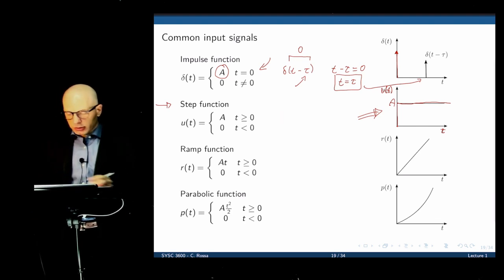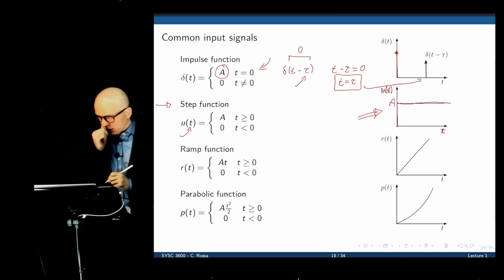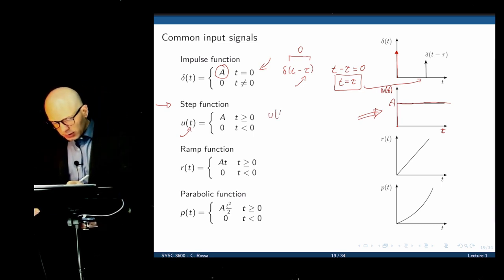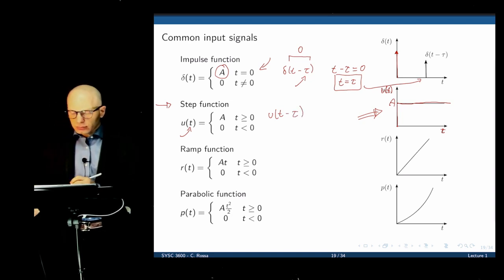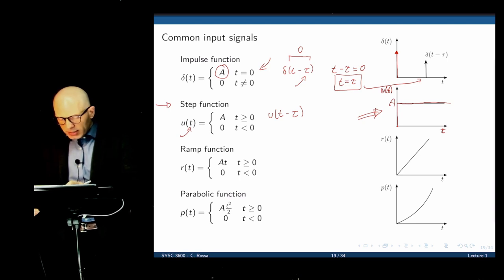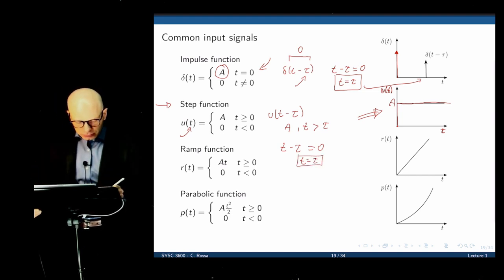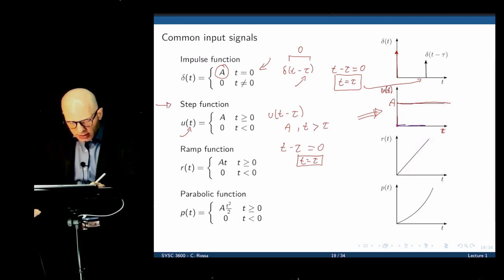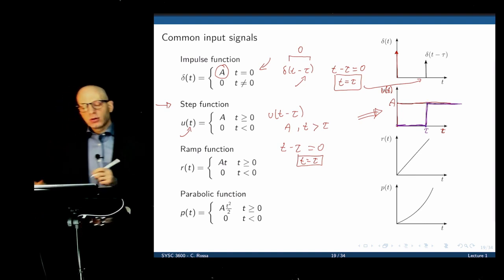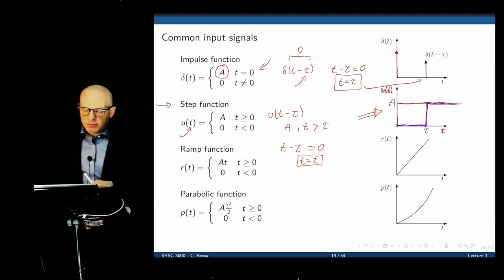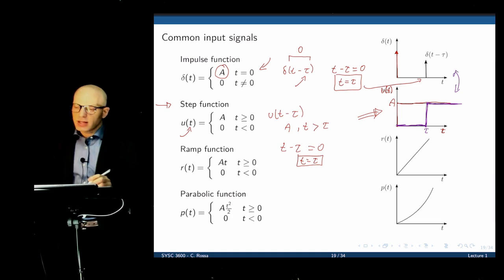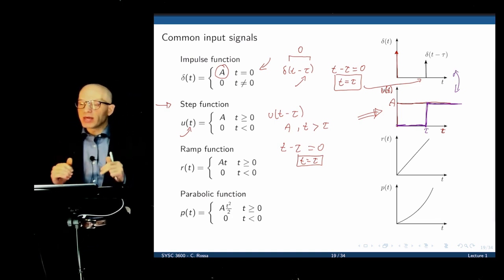So the function here is being triggered when whatever is inside the parenthesis gets to zero. So if you do instead u of t minus tau, where t in this case is time, then what happens? Then the function will basically go to a when t is greater than tau, right? Because you want t minus tau to be equal to zero. So when t equals tau, the function triggers. And if you represent it here, the function would just stay at zero up to the point where tau is reached. And then from there on, it stays constant at the specified value. Notice the difference between the impulse. Once again, the impulse is applied and then removed. The step function remains constant there.